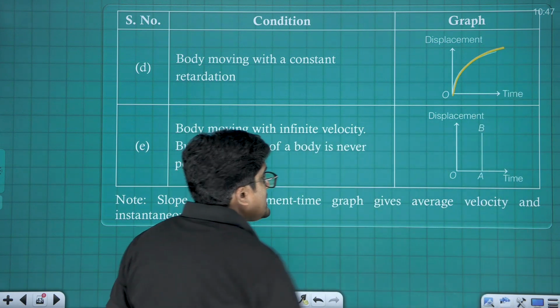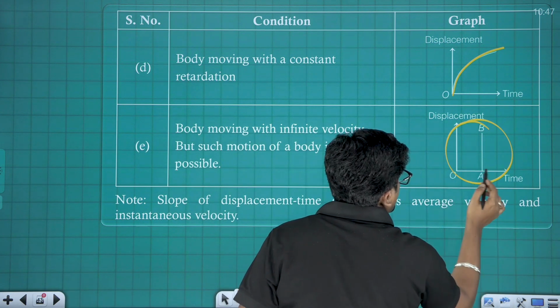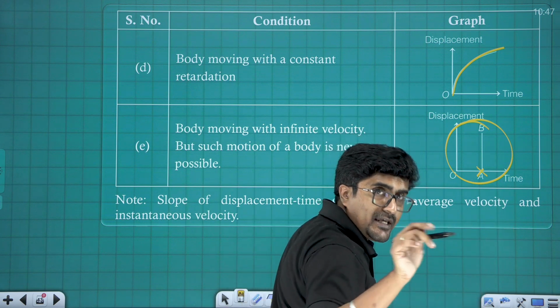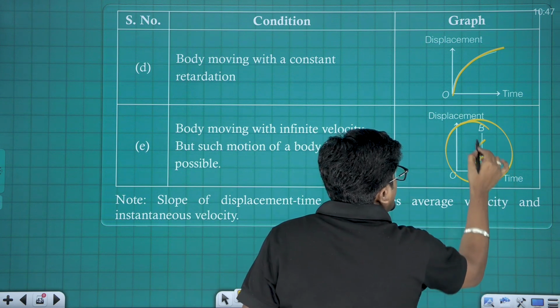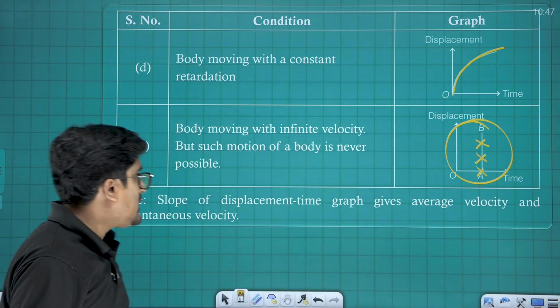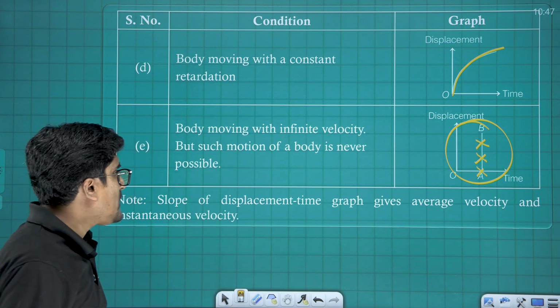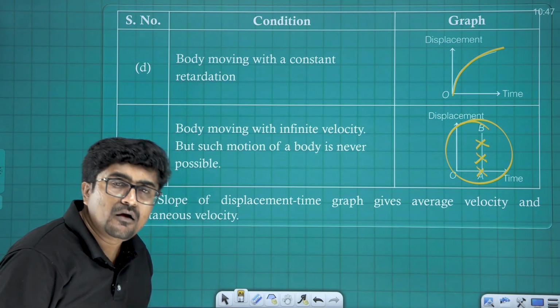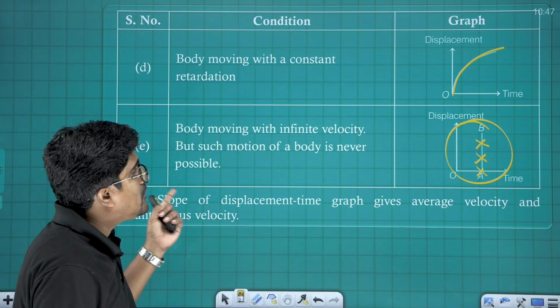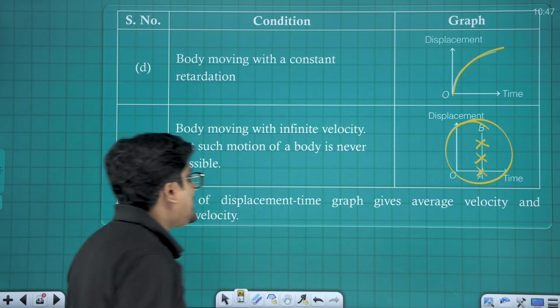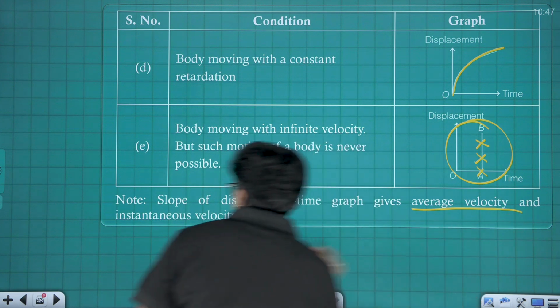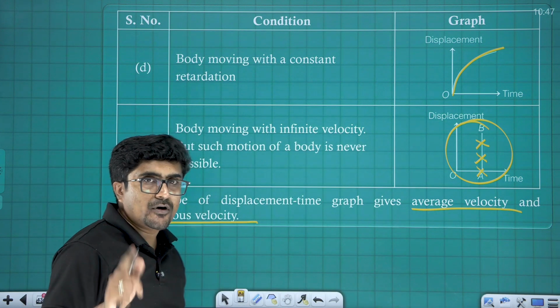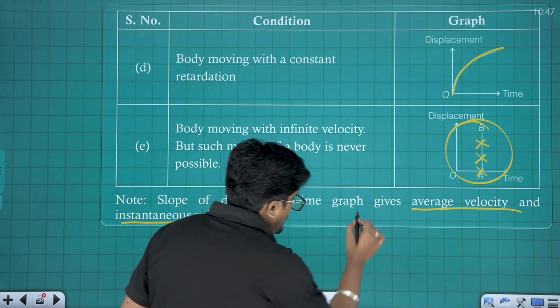All right, and this is a case which is not possible because for a given interval of time, the body is having multiple positions. Okay, that is not possible. Now, what is a measurement that we can directly have from displacement time graph? We can have average velocity as well as instantaneous velocity from a position time graph.